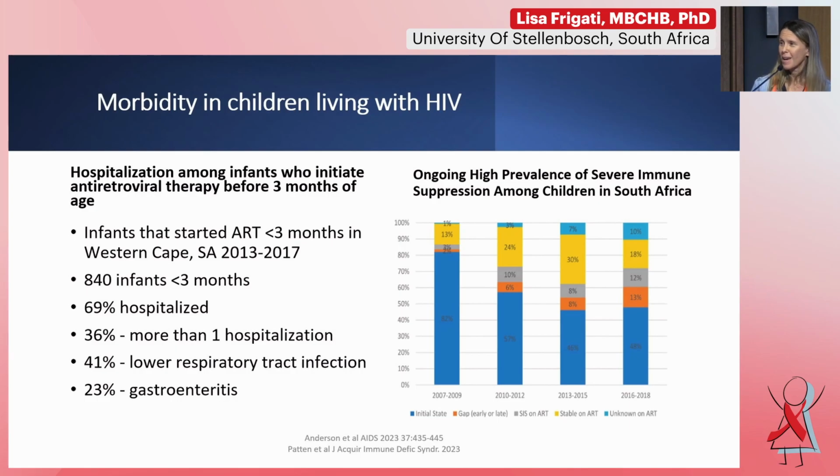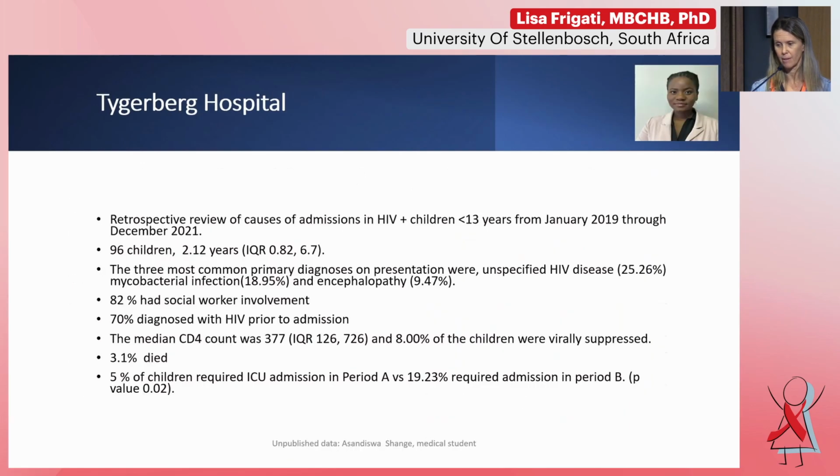This is data from Kim Anderson, who's in the audience. It looked at children starting ART at less than 3 months in Cape Town between 2013 and 2017. And you can see that 70% of these children were hospitalized, 36% had more than one hospital admission, 41% had pneumonia, and 23% gastroenteritis. And then the bar graph data in the other panel, if you look at the gray portion of the bars, you can see this is time spent with severe immune suppression. And you can see that this is actually increasing in later years rather than decreasing.